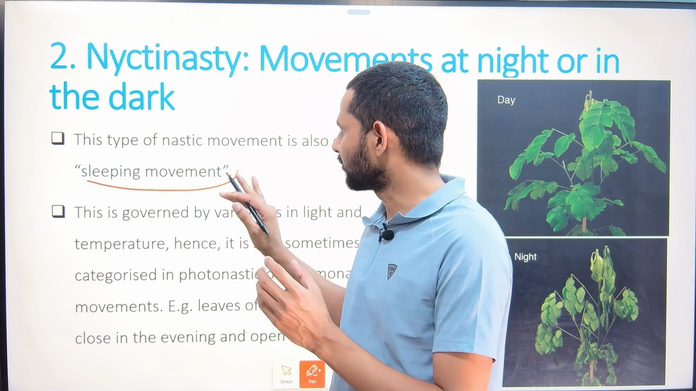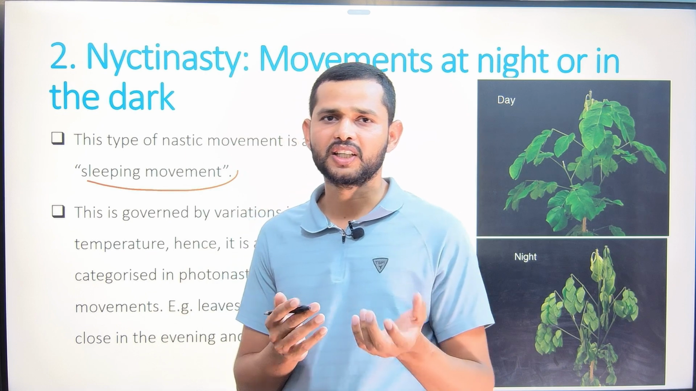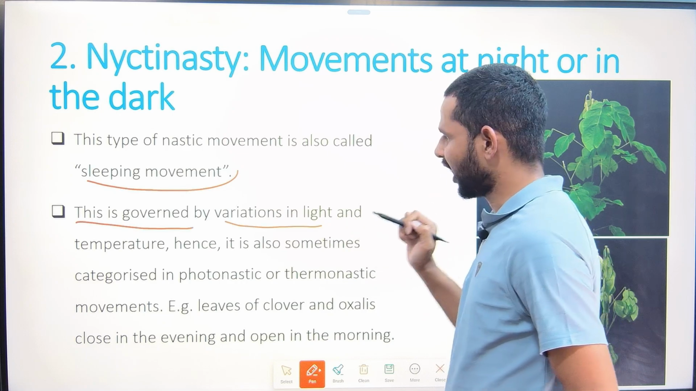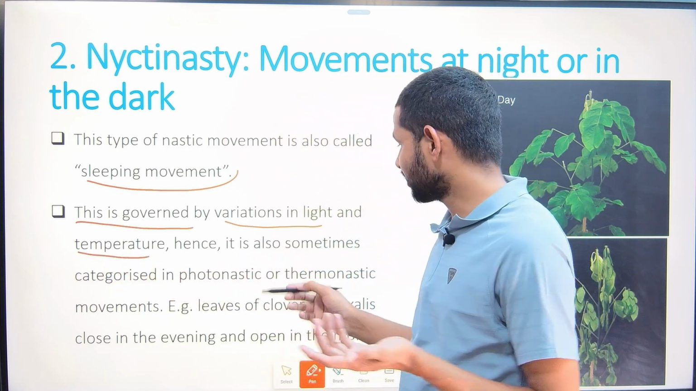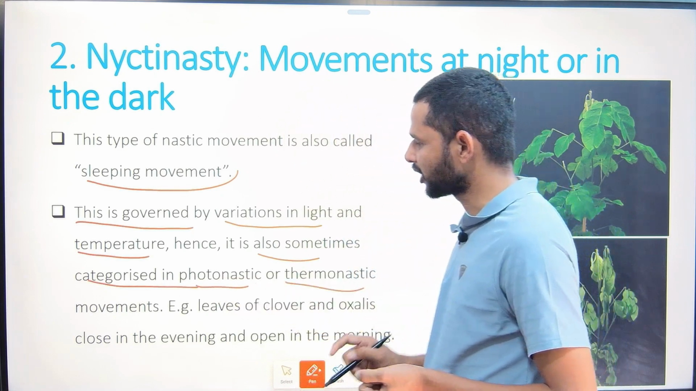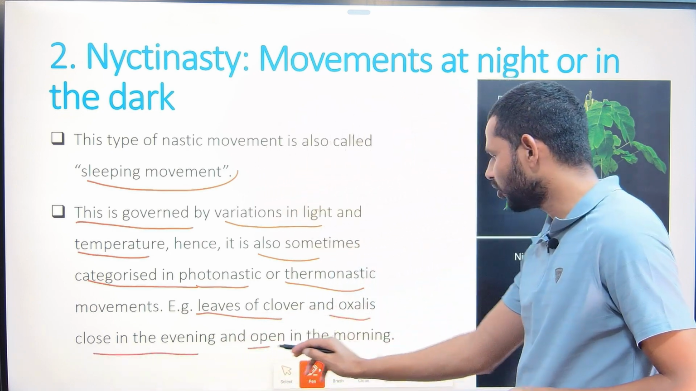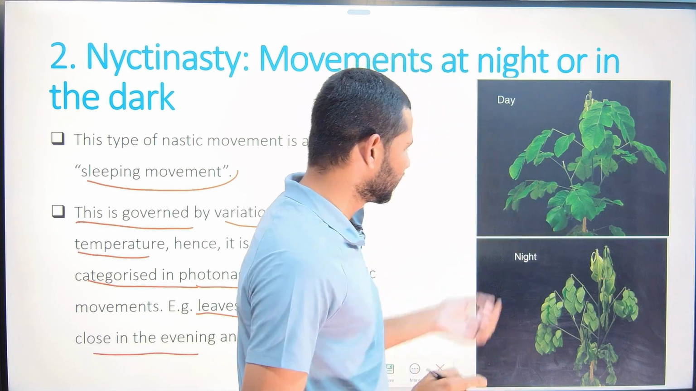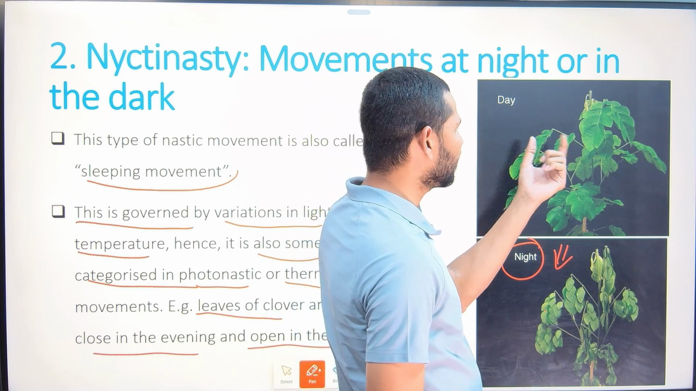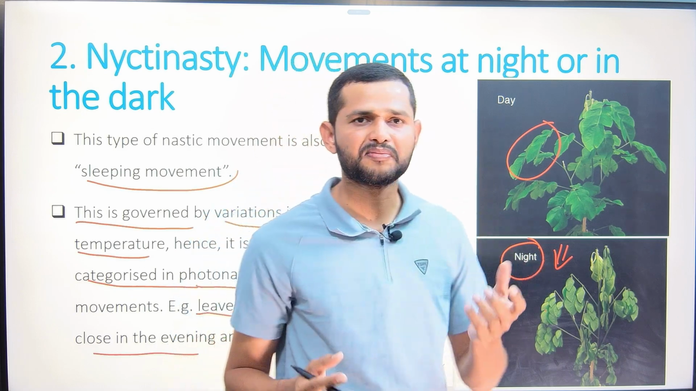When the plant experiences darkness, like the day and night difference of light, then it will turn into sleeping mode. This is governed by variation in light and temperature. That's why it is sometimes categorized under photonastic and thermonastic movement. For example, the leaves of clover and oxalis close in the evening and open in the morning. Here you can see, at night it is closing and becoming sleeping mode. Here in the day, in the presence of light, it is open. Here is the magic of plant movements.